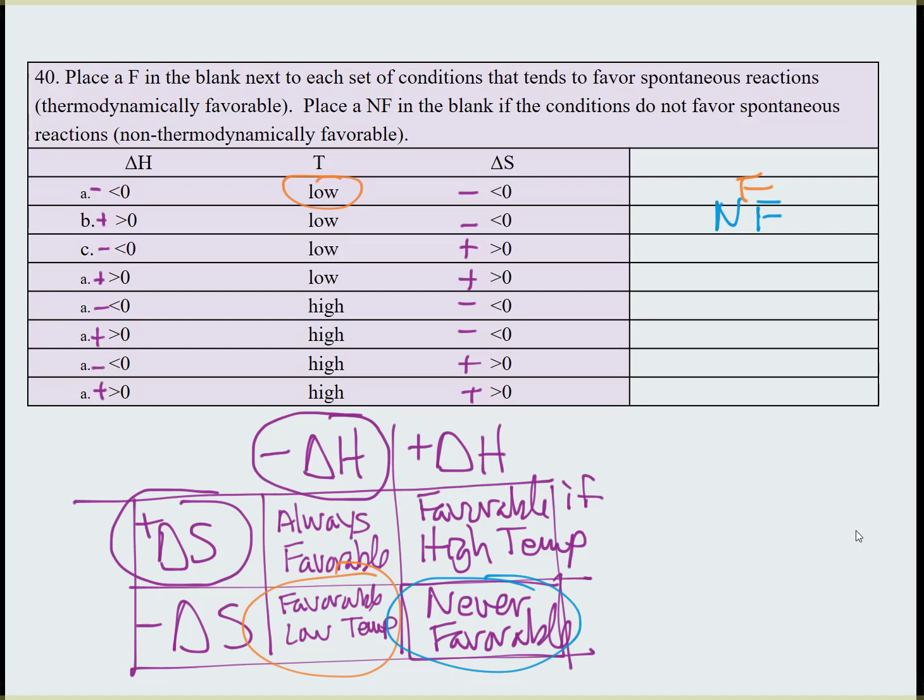And on the next one, we have a negative delta H and a positive delta S. So that's right here. Again, this one doesn't matter what temperature it is. It's going to be favorable. Even though it says it's a low temperature, that doesn't matter, because it doesn't matter what temperature it is if you have a negative delta H and a positive delta S. Let's do the next one.